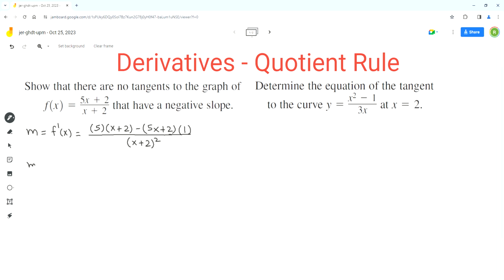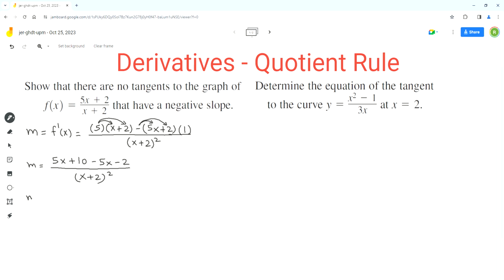Now we can simplify this expression. In the numerator, we can distribute the 5 into the parentheses. So we get 5x plus 10. And now in the other part of the numerator, we can distribute the negative sign into the parentheses, and that will change the sign of all terms in the parentheses. The multiplication by 1 won't change anything, so that's why we get negative 5x minus 2. And the denominator will stay the same.